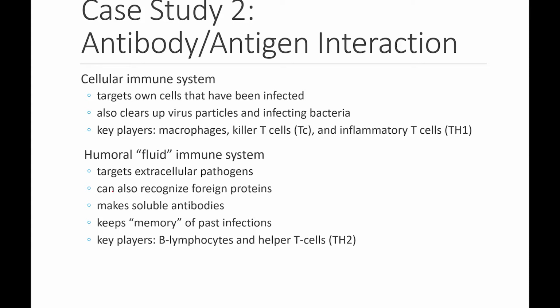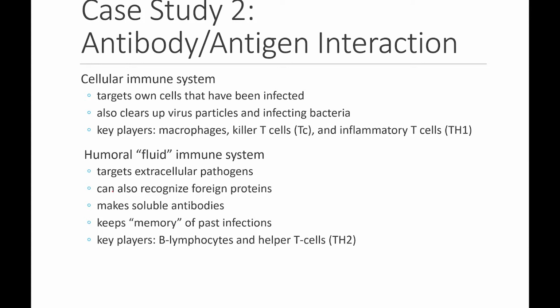Now, the fluid or humoral immune system is going to target the actual pathogens. So anything that's outside of the cell but should not be within the organism. Again, we're not targeting our own cells in this system, but targeting the actual pathogens. It can help recognize foreign proteins, and generally it makes soluble antibodies that then are going to help us continuously recognize pathogens as they enter.